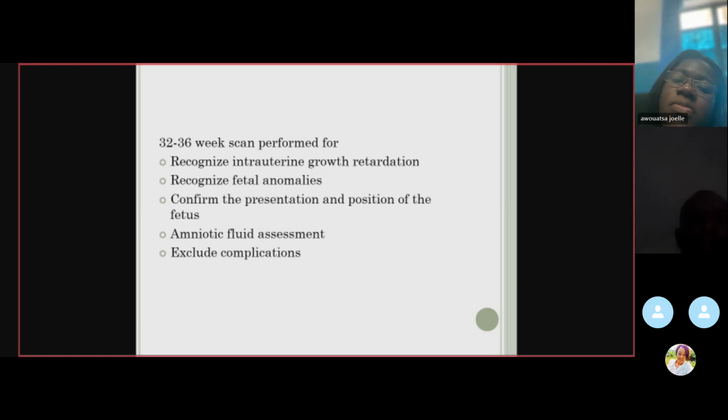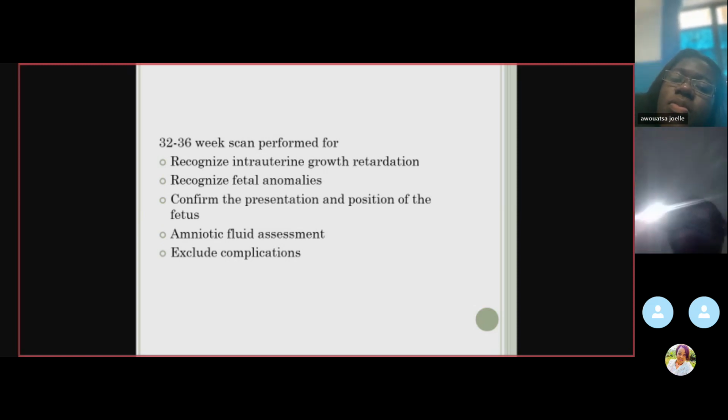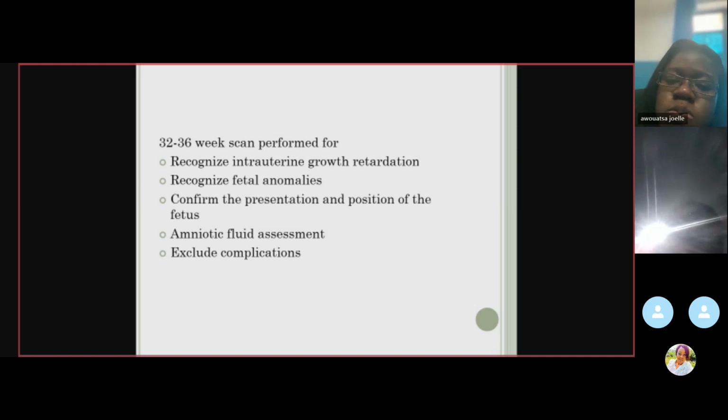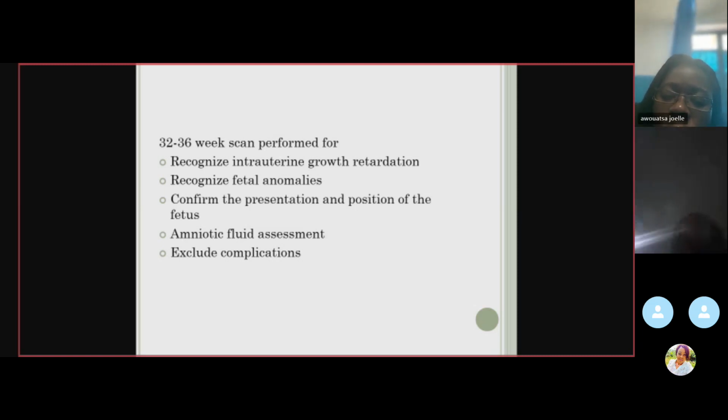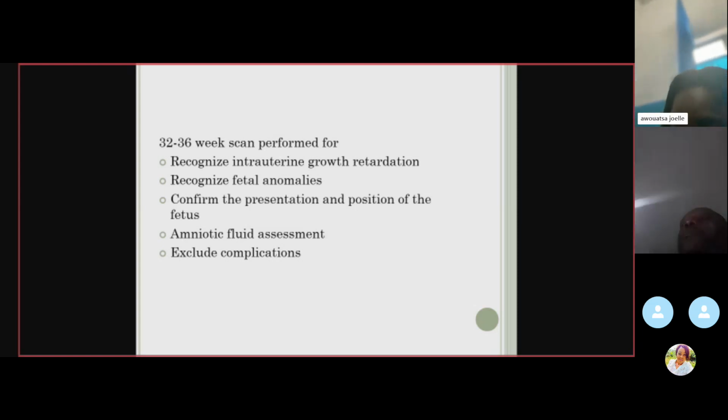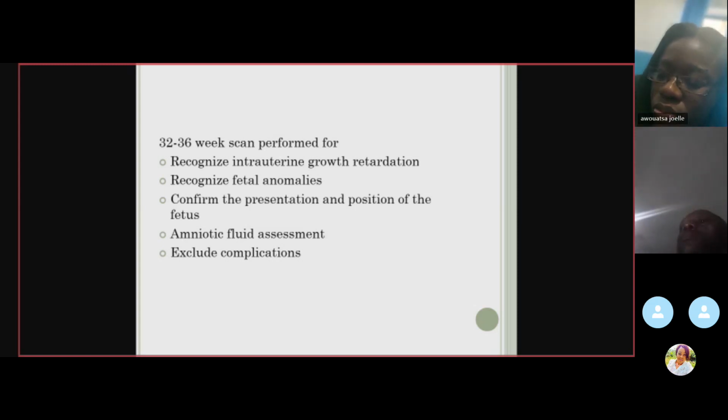Last is the 32 to 36 week scan, that is the third trimester. Here we scan to recognize any intrauterine growth retardation, to see if there are any fetal anomalies, to confirm the presentation and position of the fetus, to assess the amniotic fluid, and to exclude any complications, such as myomas. If they are affecting the baby, they will be checked in the third trimester. Okay, during that scan.